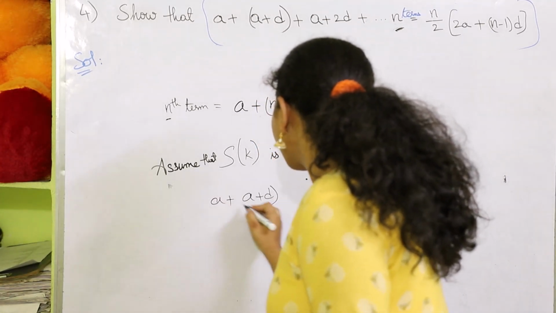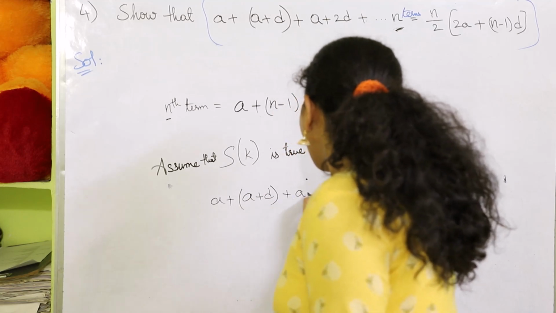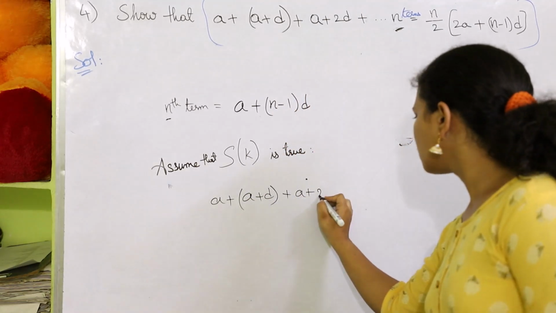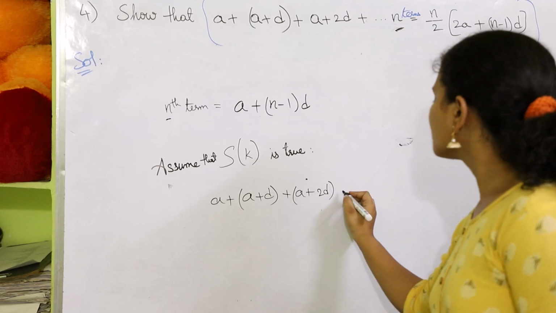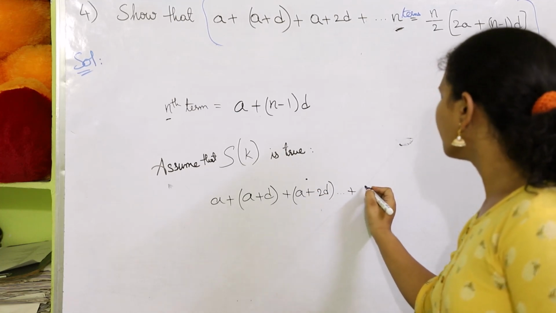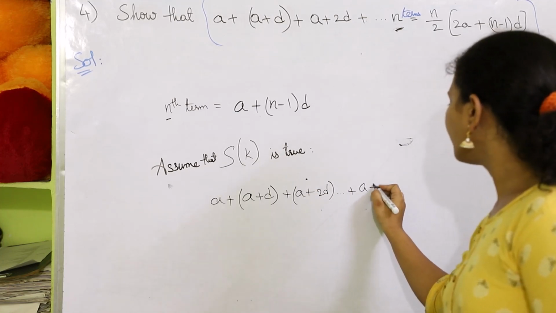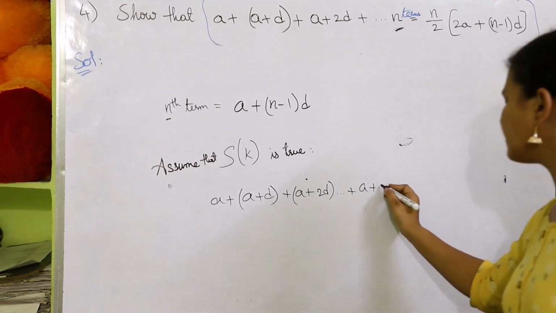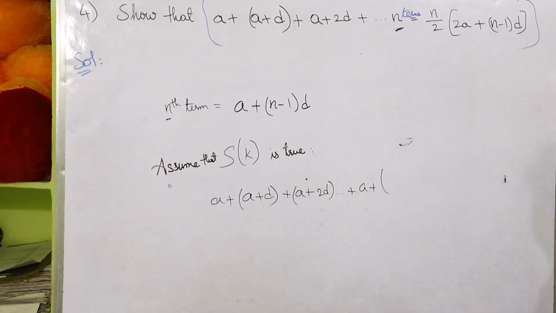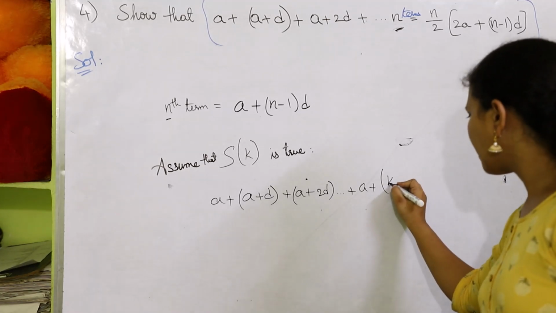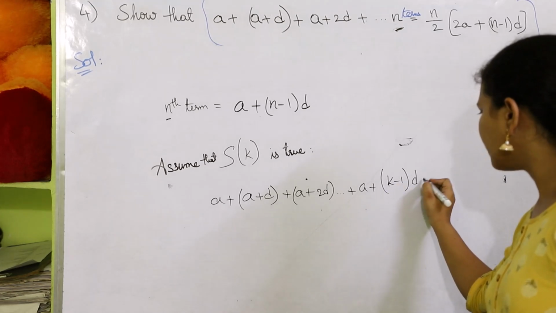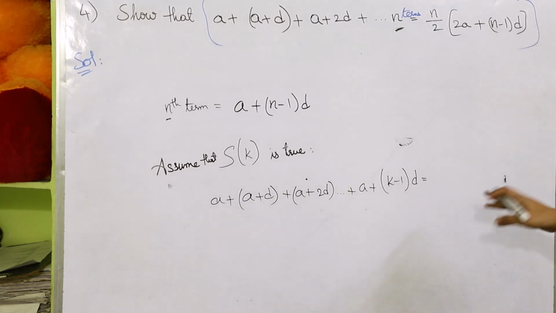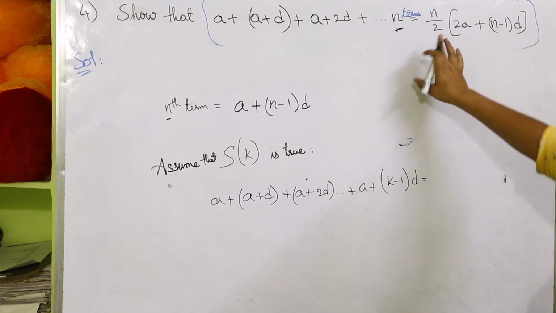plus d, into a plus 2d. This goes until a plus the n value. What is the n value? What I said just now. The n value is k. So then what you do? You place k minus 1 into d. Clear? A plus k minus 1 into d. This is equal to what? n by 2, on the RHS side.